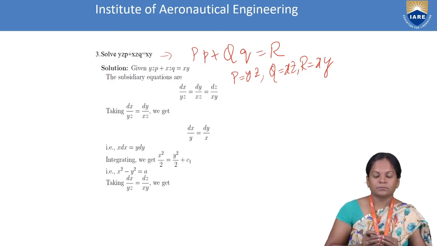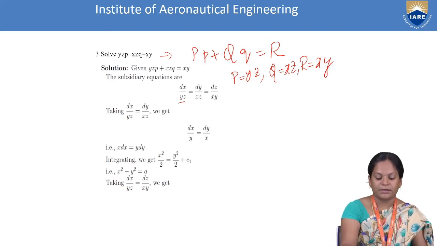Now write the next step, that is the auxiliary equations. What are the auxiliary equations? dx by P equal to dy by Q equal to dz by R. dx by P, what is capital P here? Y, Z. dy by Q, what is Q here? X, Z. dz by R, what is capital R here? X, Y. So the first step is to check whether the given equation is in standard form or not.